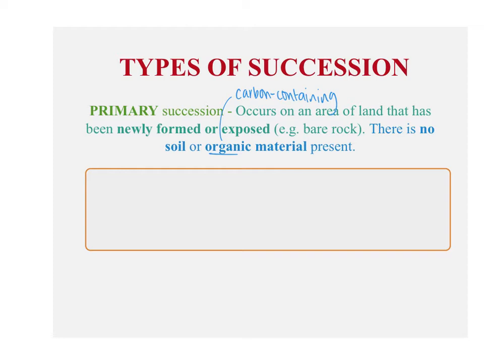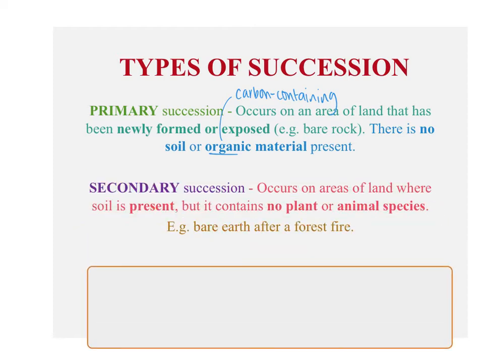The second type of succession is, surprisingly, secondary succession, and this is where we've got soil but no colonising plants or animal species. Now, normally, this is going to be the result of a major disturbance. So normally after things like natural disasters, maybe forest fires, floods, things like that expose some soil but remove all of the organisms from it.